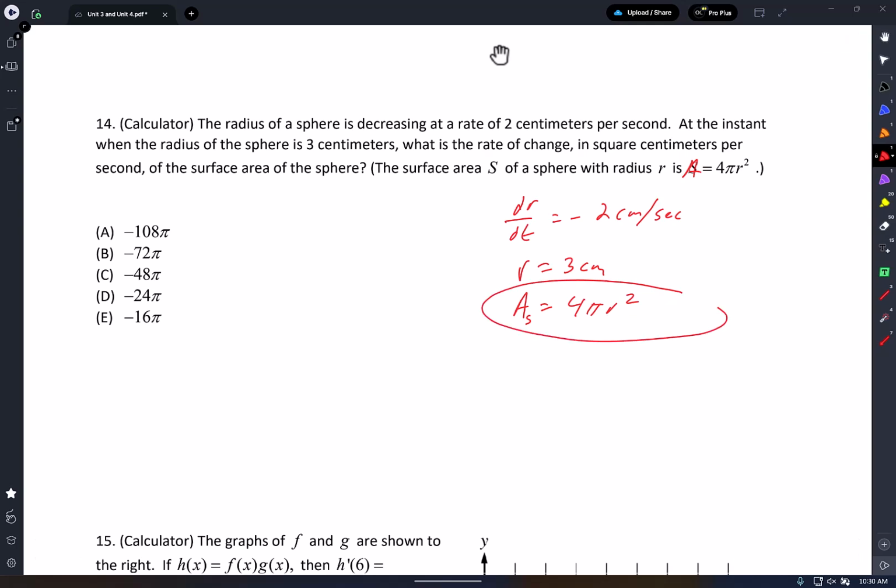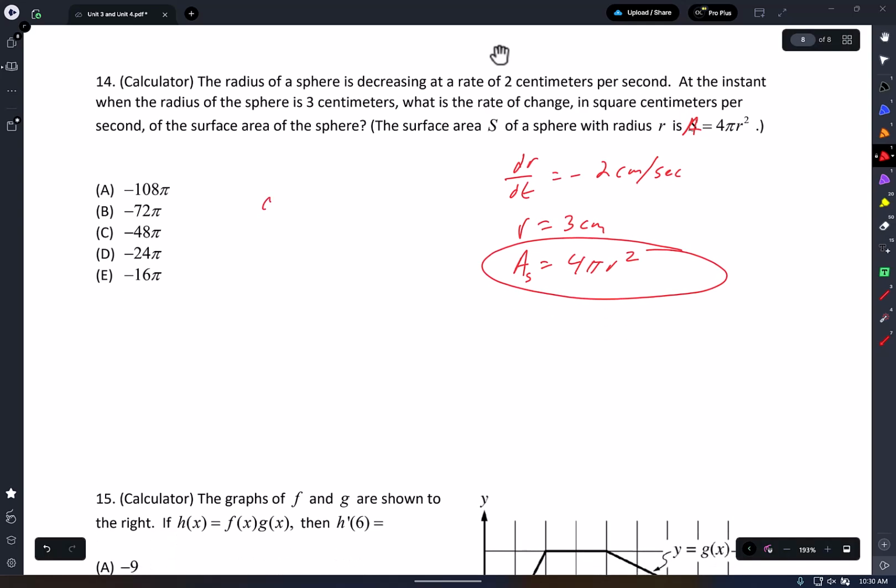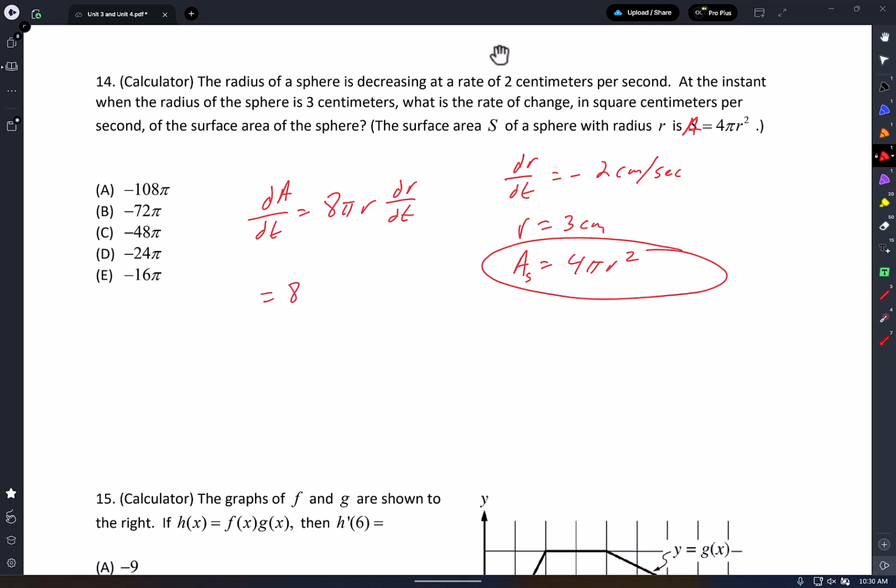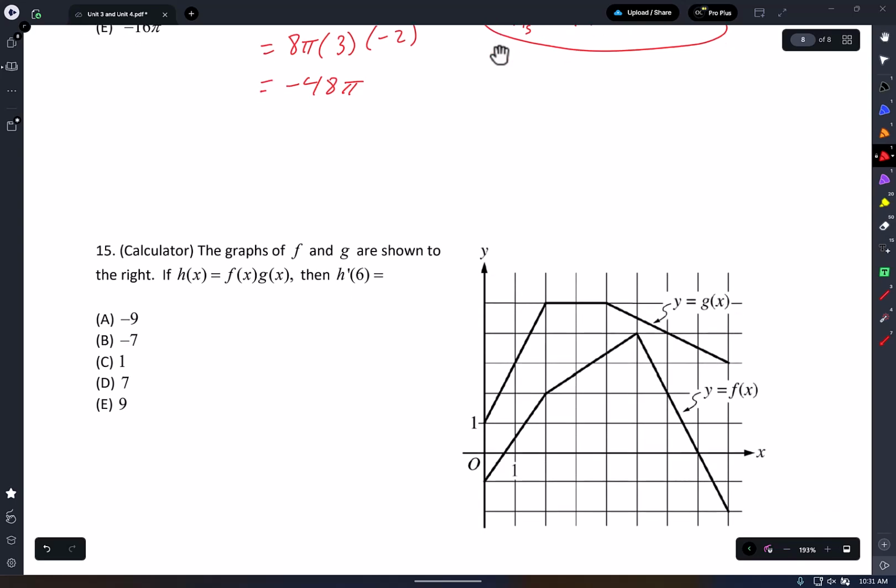So, all right, here we go. dA dt equals 8 pi r dr dt. So 8 times pi times 3 times dr dt, which is negative 2. So 8 times 3, 8, 16, 24. 24 times 2 is 48, so negative 48 pi. We didn't need a calculator, but it says we could use one if we wanted to.